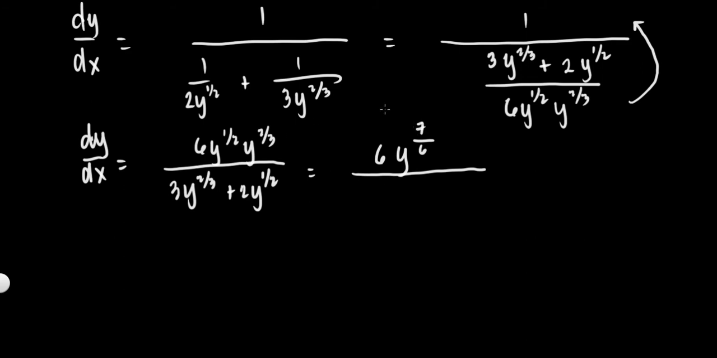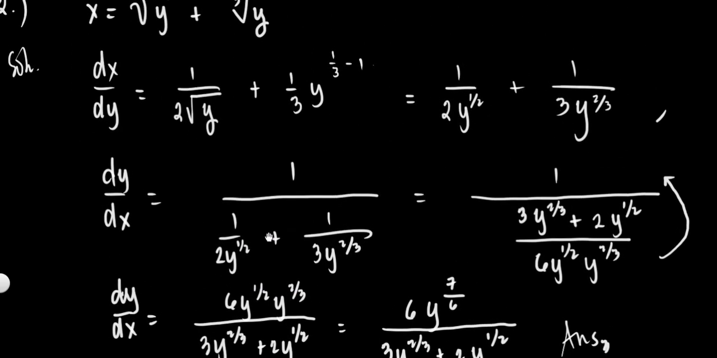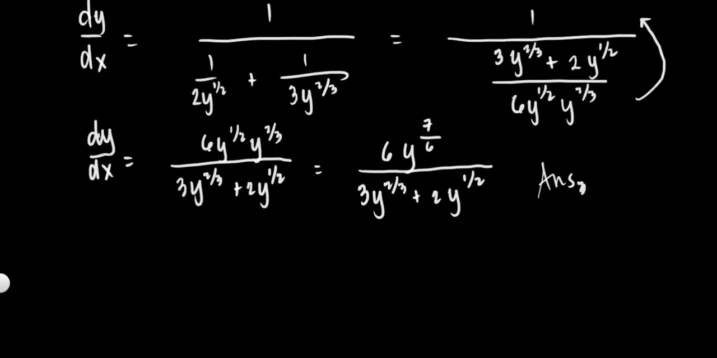Okay, fraction lang yan. Alam ko, alam nyo na yan. So, 3y raised to 2/3 plus 2 times y raised to 1 half. So, this is your final answer using the inverse function rule. Paano kung ayaw mo? Gusto mo talaga yung dy over dx lang? Pwede naman. Okay, so solution 2 tayo. Gawin natin siya.